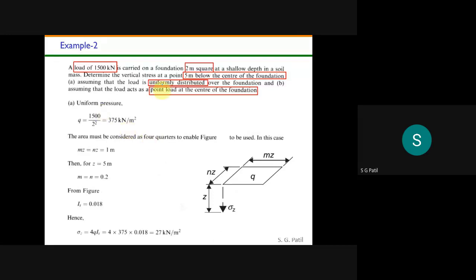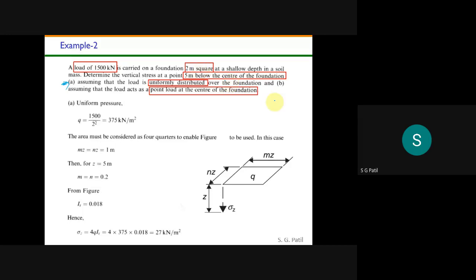This problem is a load of 1500 kilonewton is carried on a foundation 2 meters square at a shallow depth in the soil mass. Determine the vertical stress at a point 5 meters below the center of the foundation, assuming that the load is uniformly distributed over the foundation. That is the first part. The second part, they are asking you to find the stress increase by considering this 1500 kilonewton as a point load. So let me draw one figure, a 2 meter square footing.